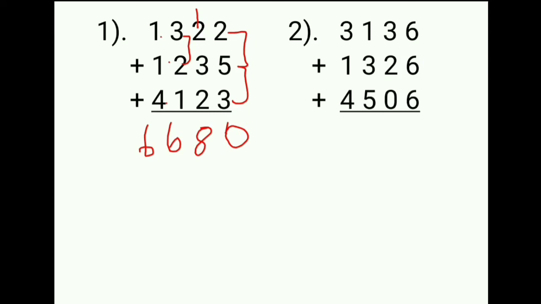Now second sum. 6 plus 6 is equal to 12 and 12 plus 6 is equal to 18. So we will put 1 carry and 8 down. 3 plus 1 is equal to 4 and 4 plus 2 is equal to 6. Right? Then comes the hundreds place. 1 plus 3 is equal to 4 and 4 plus 5 is equal to 9. Then comes the thousands place. 3 plus 1 is equal to 4 and 4 plus 4 is equal to 8. So our answer is 8968.